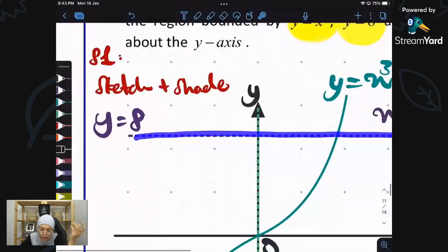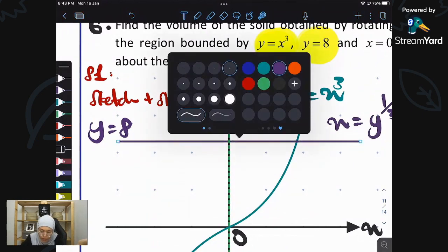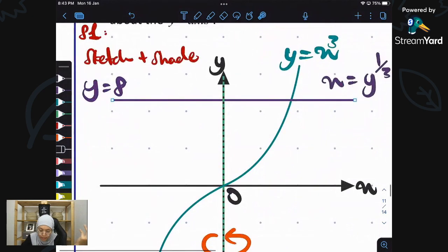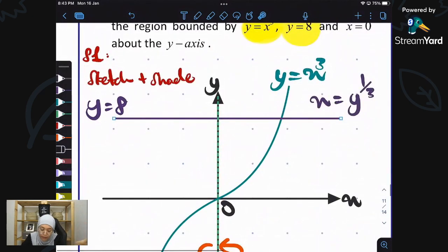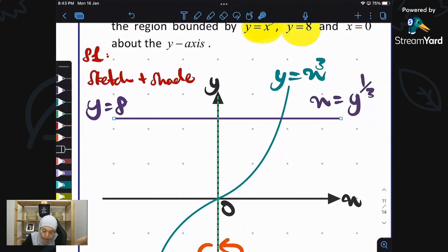You boleh pakai dotted line, ataupun kalau you tak nak pakai dotted line, you can use the straight line instead. Okay, tak ada salah pun. So of course, kita dah dapat satu line. Kita dah tahu dua line.